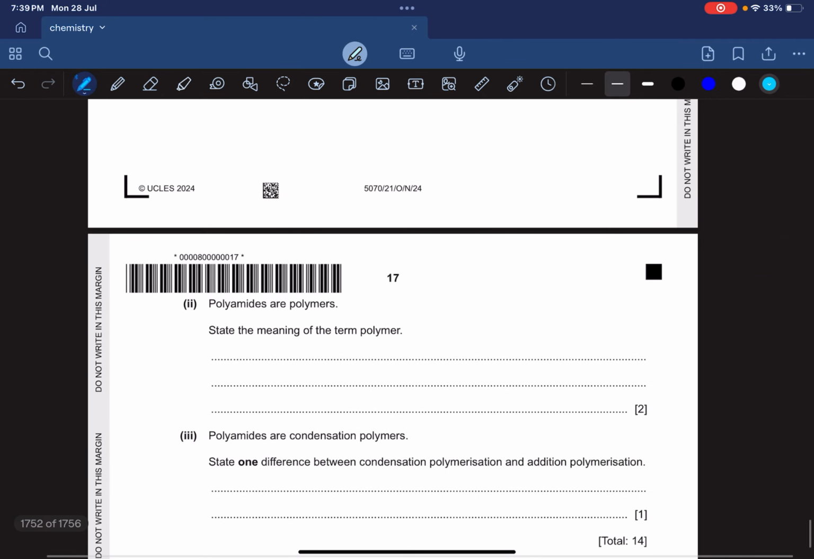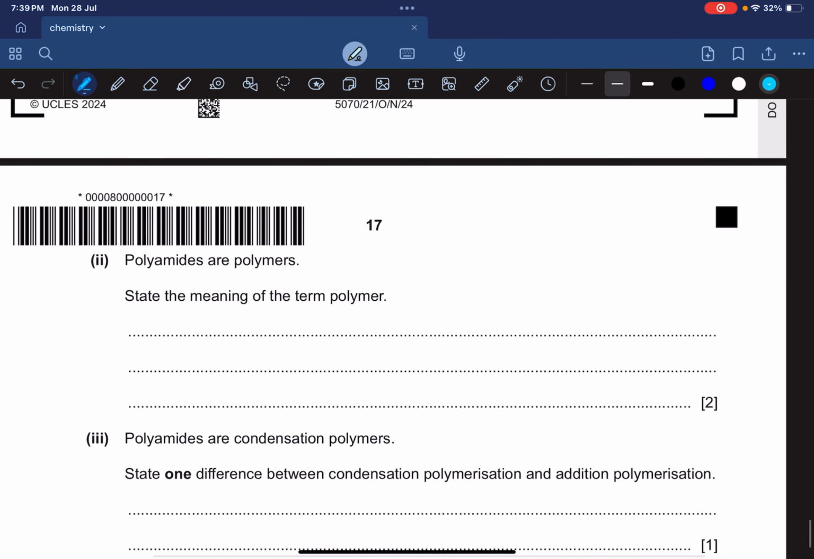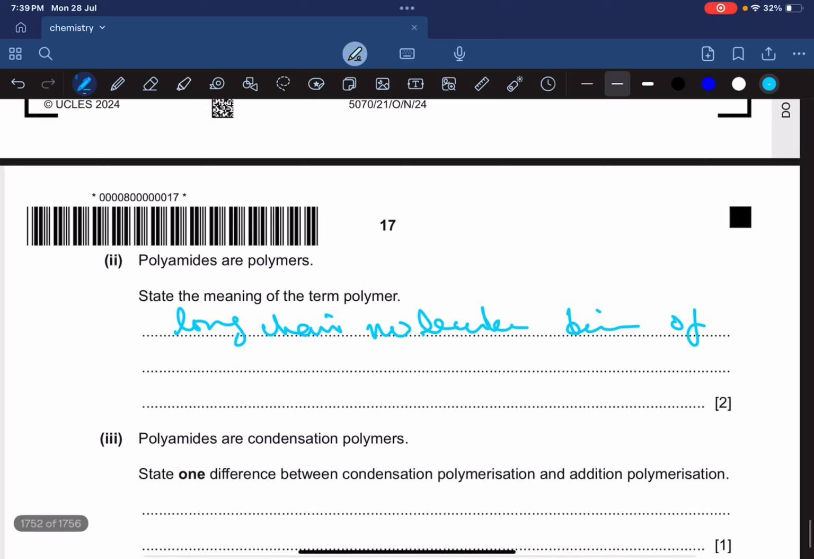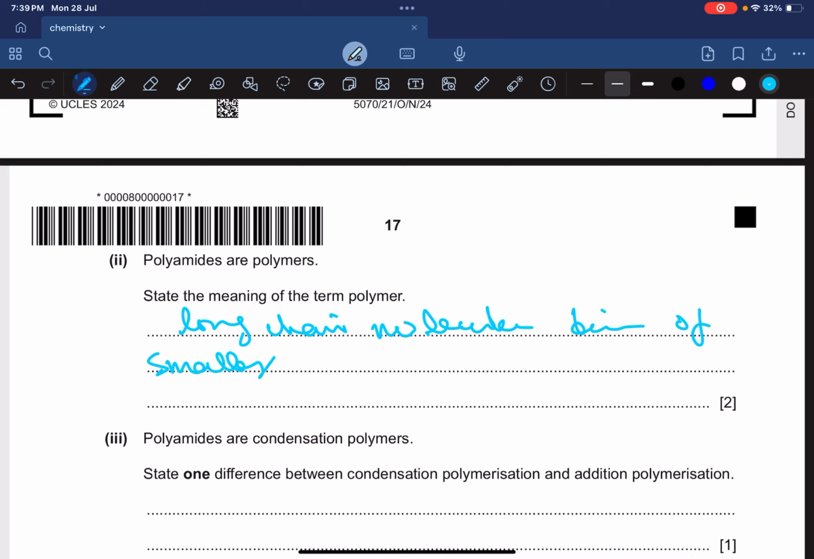Moving on, polyamides or polymers. State the meaning of the term polymer. Polymers are long chain molecules that are built up of smaller molecules called monomers. So they are long chain molecules, built up of smaller repeat units called monomers.